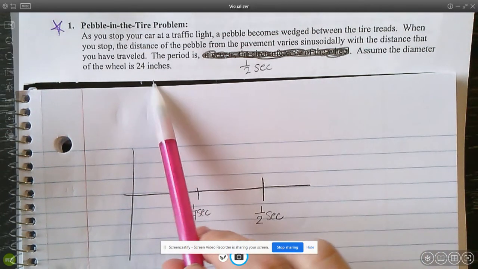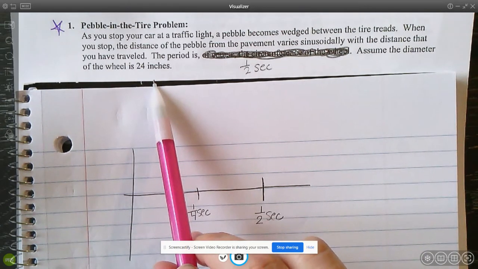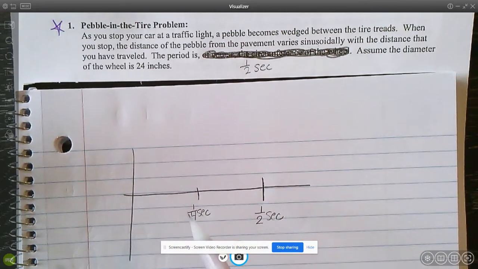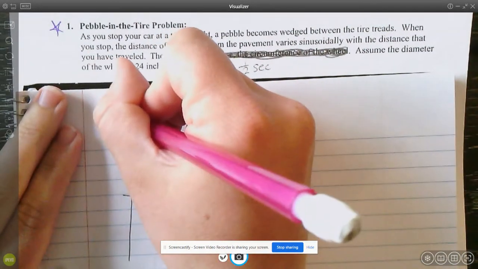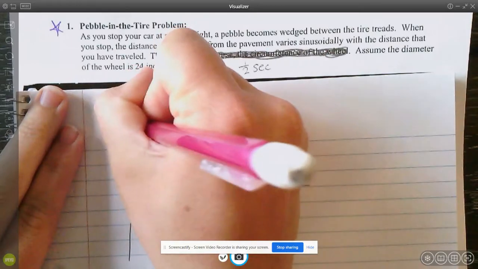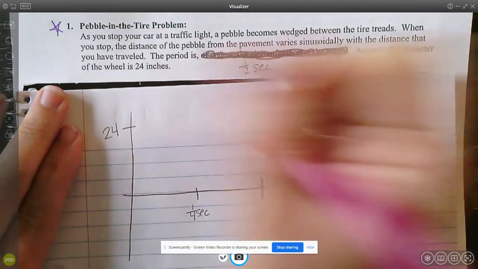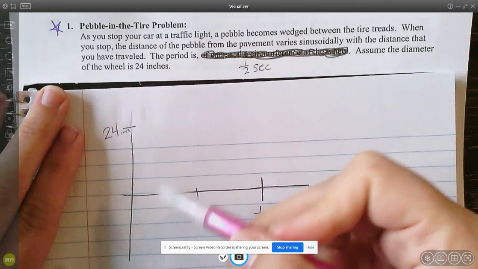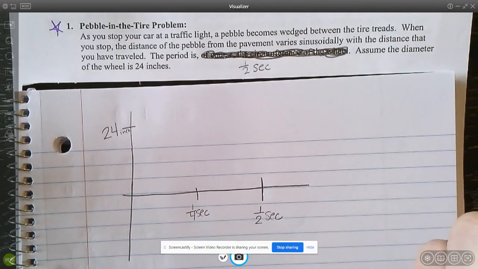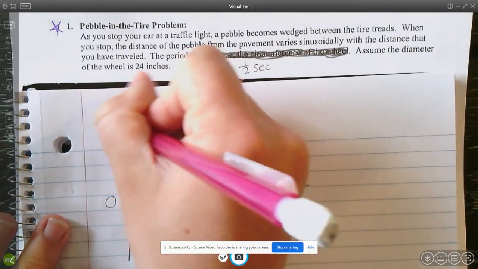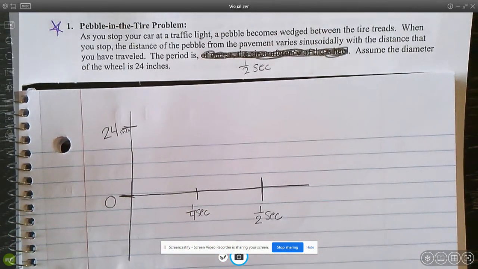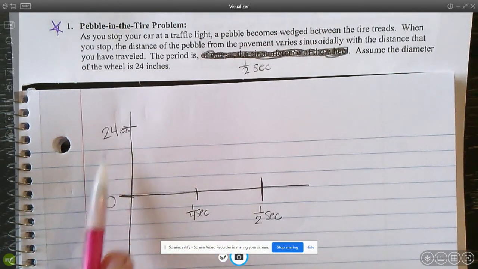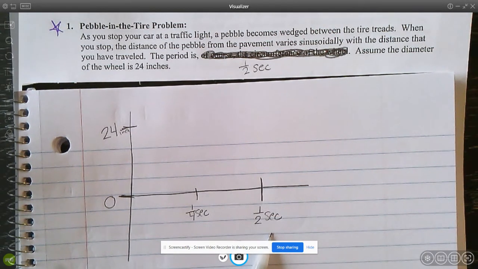It says that the wheel is 24 inches. So that means if you have your rock that's lodged into your wheel, the highest that your rock can go is going to be 24 inches. So we know that's going to be our highest number. And then think about it, the lowest the rock can be is back with the ground. So we have the highest and we have the lowest. The lowest point is 0, the highest point is 24. We know that one cycle occurs in 1/2 second.